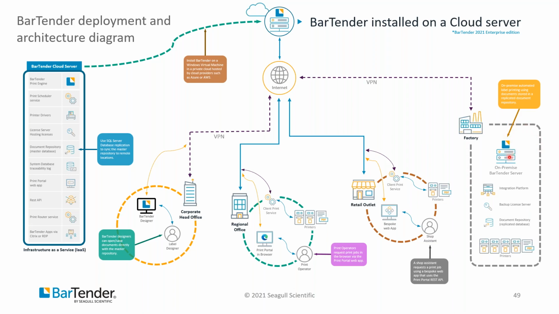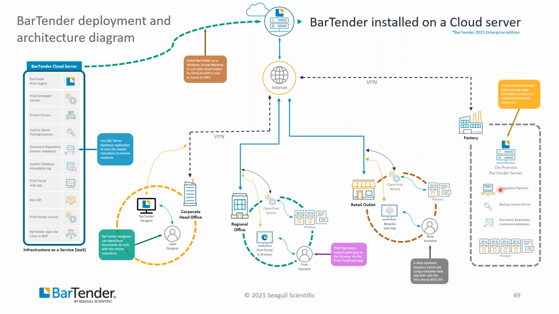And on this factory, we have an on-premise BarTender server. So this is an instance of BarTender that's installed on a local server. And of course, just like with the workstation user, it can connect to the cloud for printer licensing. It can make use of a backup license server just in case it needs redundancy. And we can replicate that master document repository from the cloud down to the on-premise server.